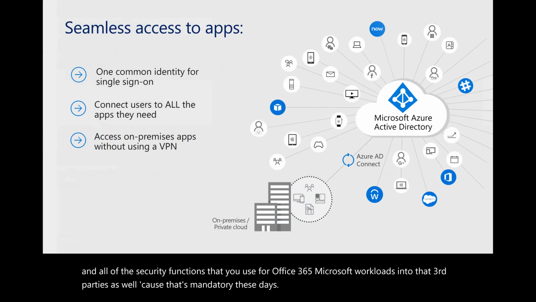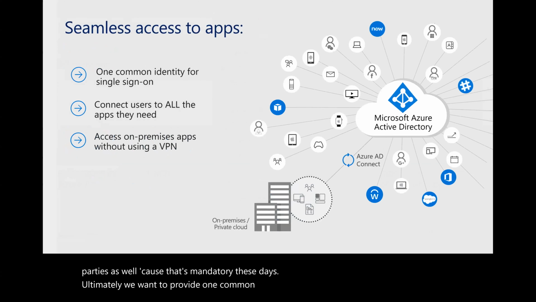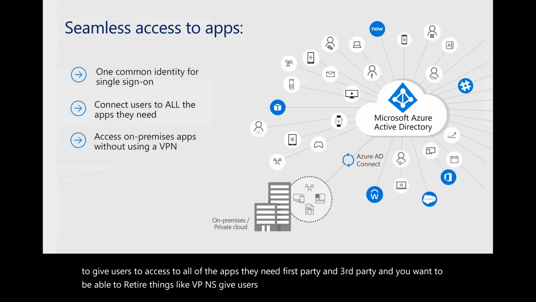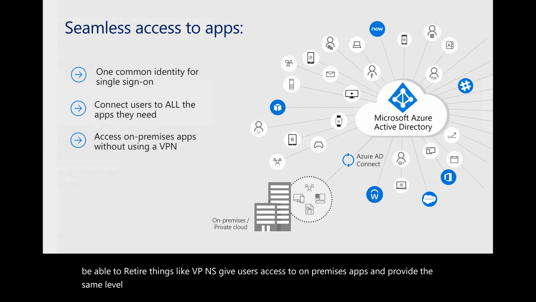Ultimately, we want to provide one common identity for all single sign-on. You want to be able to give users access to all of the apps they need, first party and third party, and you want to be able to retire things like VPNs, give users access to on-premises apps, and provide the same level of cloud security to on-premises legacy apps, so that they are secured and you have the same control of those as you do with your cloud apps.